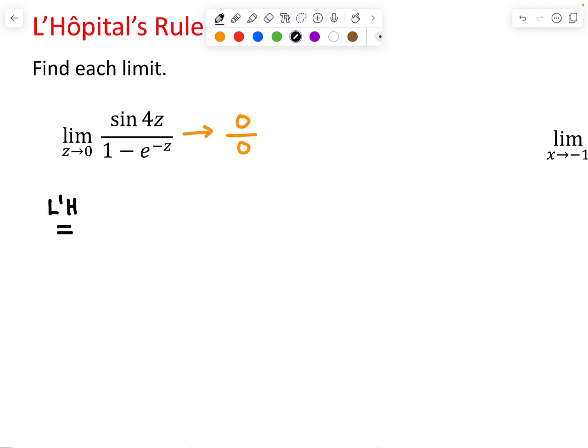So using L'Hopital's rule, we're going to instead do a limit as z approaches 0, and I'll differentiate the numerator. The derivative of sine 4z is cosine 4z, and then times the derivative of 4z, giving me a 4. And the derivative of the denominator, the 1 will go away. We'll have a negative e to the negative z, and then times the derivative of negative z, which is negative 1, changing this coefficient to a positive 1 instead. And now plug in 0. We wind up with cosine of 0, which is 1 times 4, and plug in 0 into the denominator, we'll get e to the 0, which is 1. And so this limit is 4.